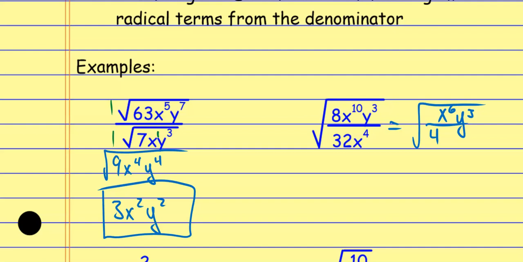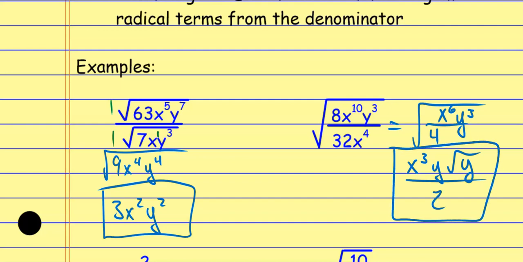Now I continue to take the square root, and really I just take the square root of numerator and denominator individually. The square root of x to the 6th is an x to the 3rd. The square root of y to the 3rd is a y to the 1st with 1 left over. And then the denominator, again, I take separately. The square root of 4 is a 2. And that's it. Even though I still have a radical here after simplifying, I don't have a radical in the denominator.